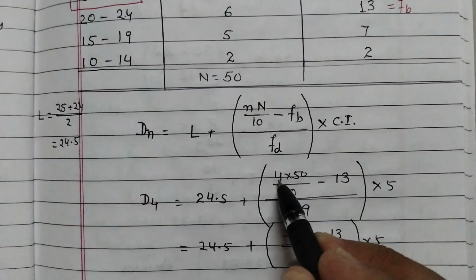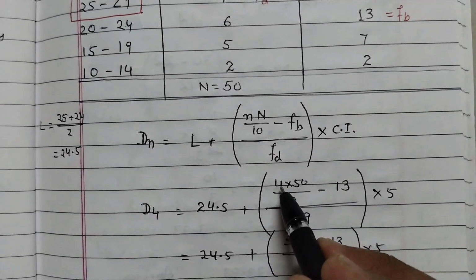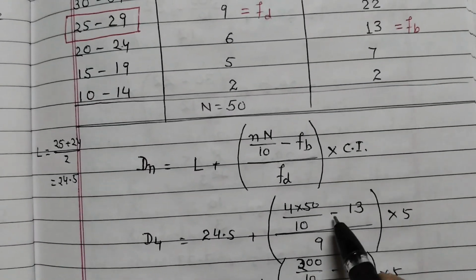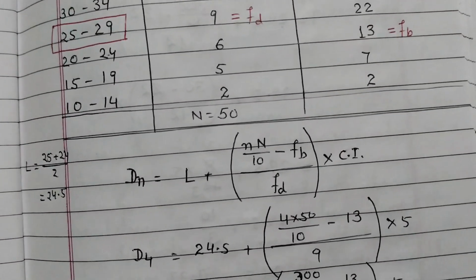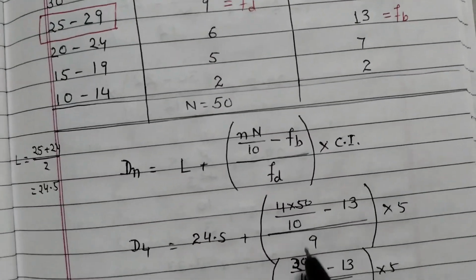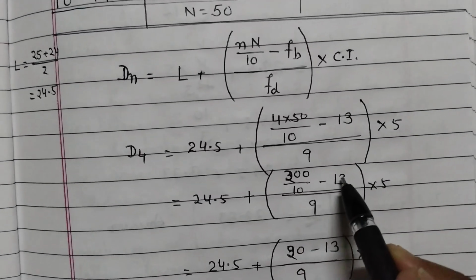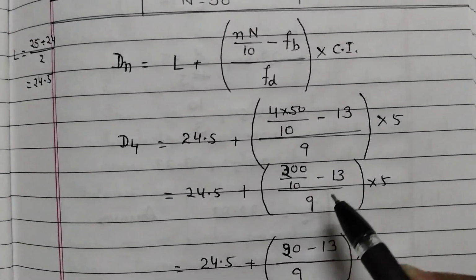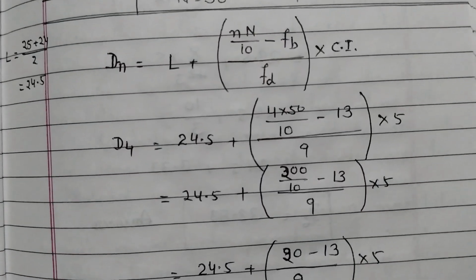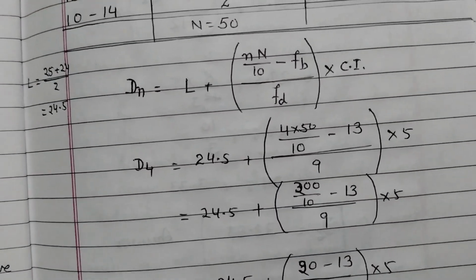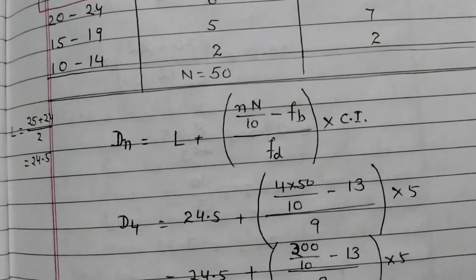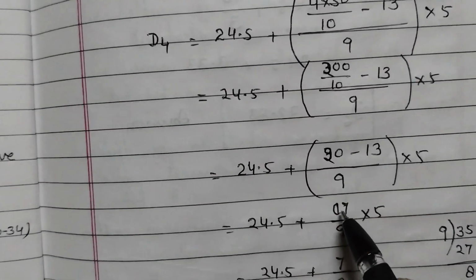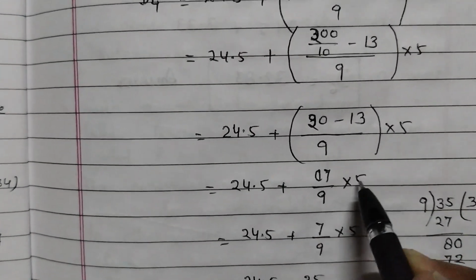Small n is 4 because I am calculating D4 first, capital N is equal to 50, divided by 10, minus 13 divided by 9, multiplied by 5. 24.5 plus 50 into 4, 200 divided by 10, minus 13 divided by 9 multiplied by 5. Cancelling this 0, we have 20 minus 13, 20 minus 13 divided by 9 into 5. 20 minus 13 is equal to 7 by 9 into 5.